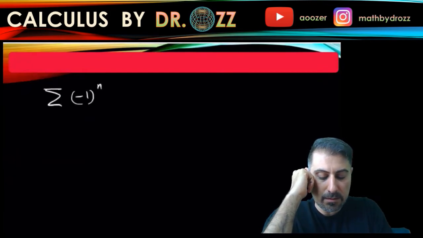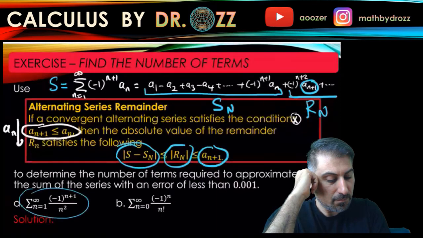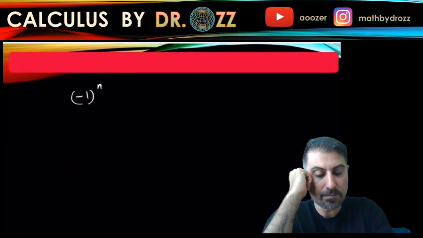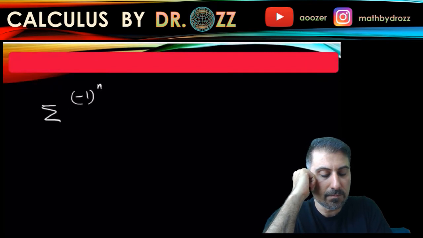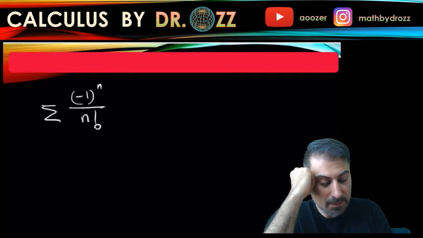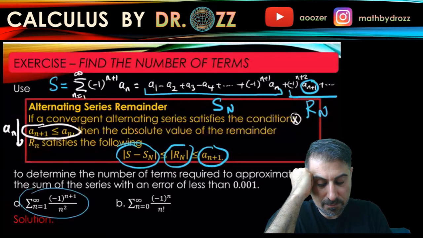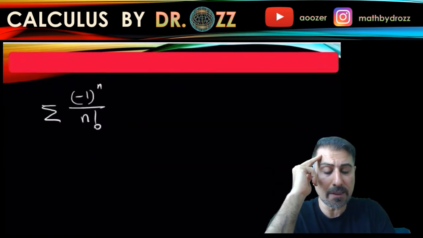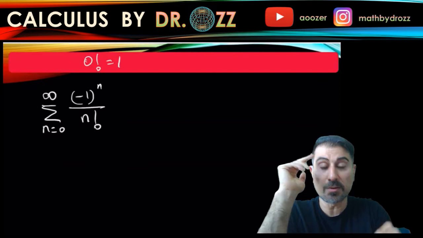Minus 1 to the n over n factorial, right? And then n starts from 0. By the way, 0 factorial is 1. You're safe. You're not dividing by 0 for n equals 0.